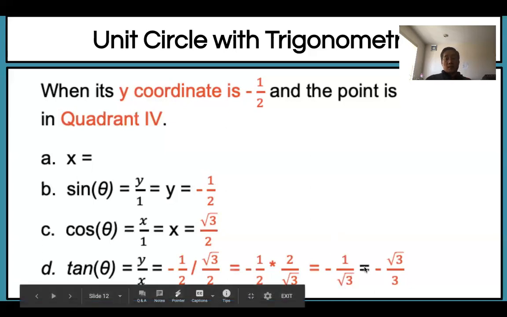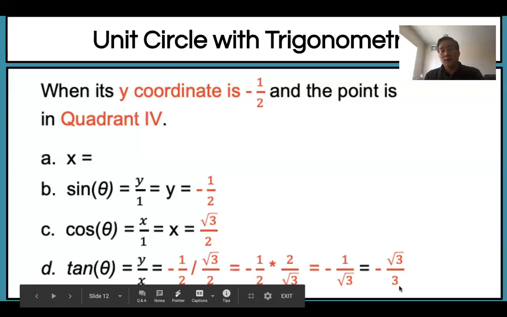You can just leave it like this, but to complete it, if you rationalize the denominator, it'll be much better. How do you rationalize the denominator? You multiply the same radical 3 to the numerator and denominator. So in the numerator, square root of 3 times 1 becomes square root of 3. And in the denominator, square root of 3 times square root of 3 is square, right? And square and square root cancel, it becomes 3. So the tangent of the angle is negative square root of 3 over 3.